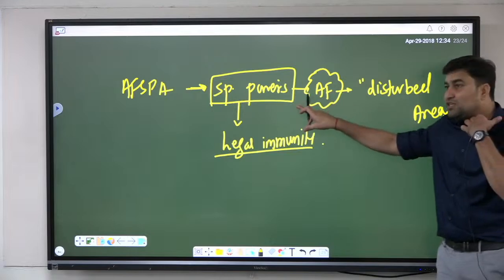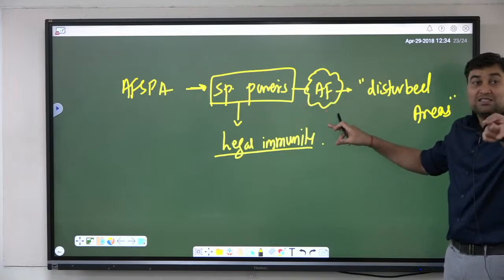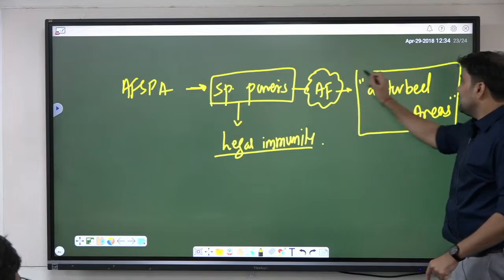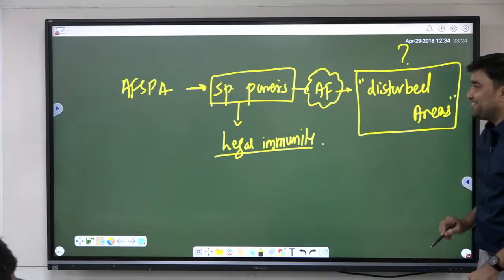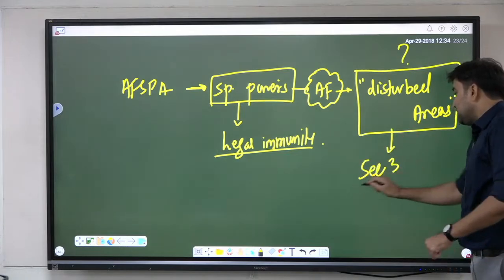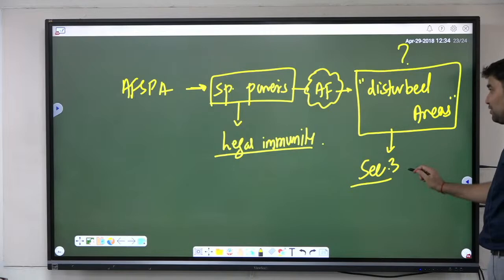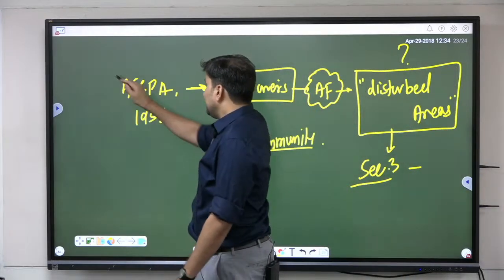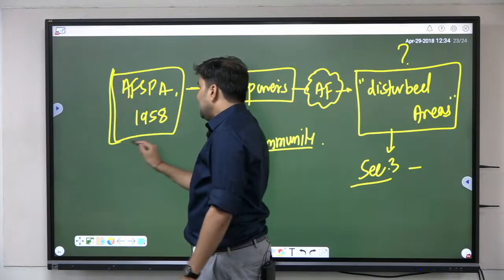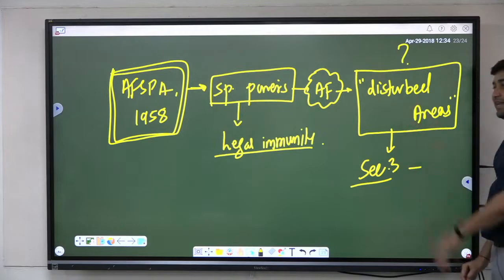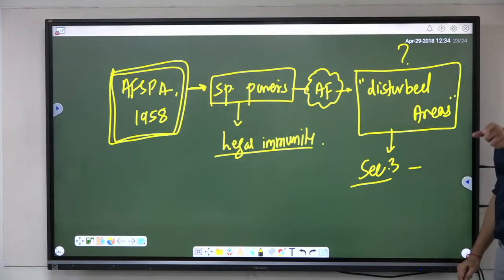That means special powers are given to the armed forces to deal with certain extraordinary situations in which areas? Only in disturbed areas. Question is, what are these disturbed areas? These disturbed areas are the areas declared under Section 3 of the Armed Forces Special Powers Act, 1958. This act has different sections, Section 3, Section 4, Section 5. Section 3 defines an area as a disturbed area if there is no law and order.